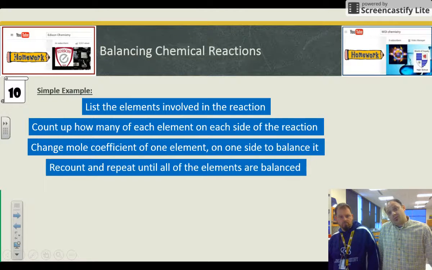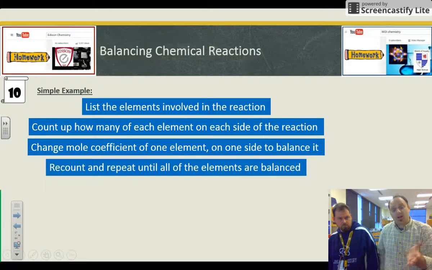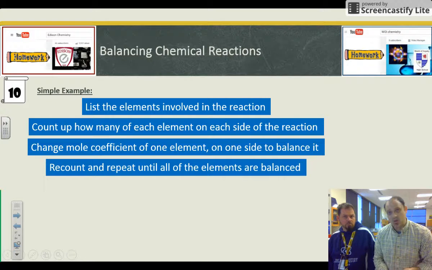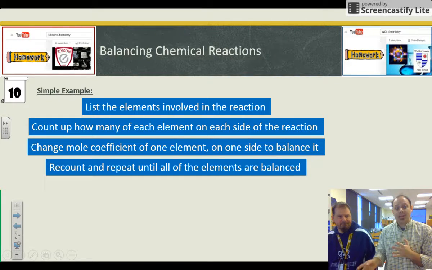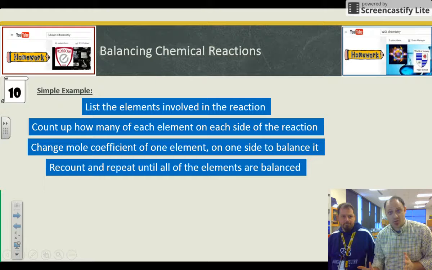So there are 4 or 5 steps here, real simple. We have to first list all the elements involved, like you saw Mr. Milks do on the board. We're going to count each element on each side of the reaction to see if the number of moles of each element match up. Did that.